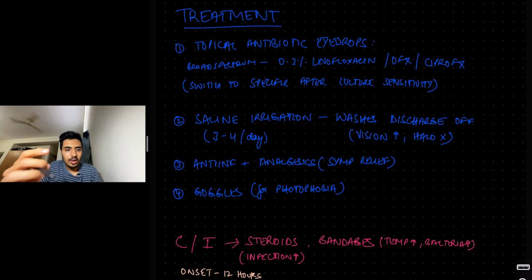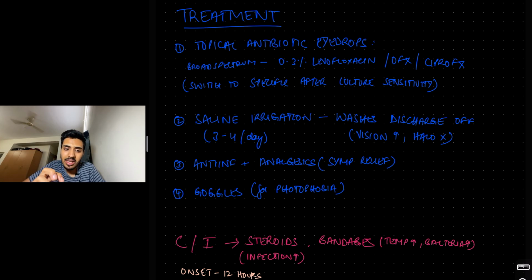Okay. And you take that mucopurulent discharge and you give it for culture sensitivity. Then you will get the specific antibiotic. After that, you can switch to the specific antibiotic. But till then, you have to go with topical antibiotic eye drops, broad spectrum antibiotic eye drops like 0.3% levofloxacin, ofloxacin, etc.